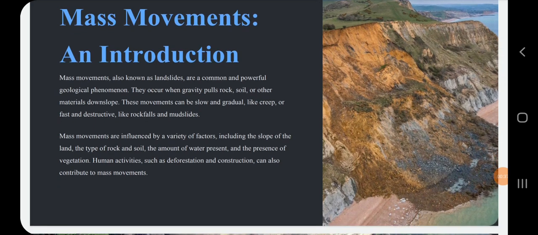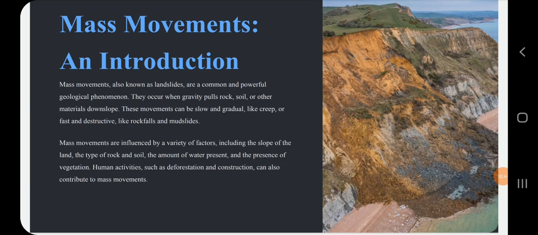Mass movements are influenced by a variety of factors, including the slope of the land, the type of rock and soil, the amount of water present, and the presence of vegetation. Human activities such as deforestation and construction can also contribute to mass movement.